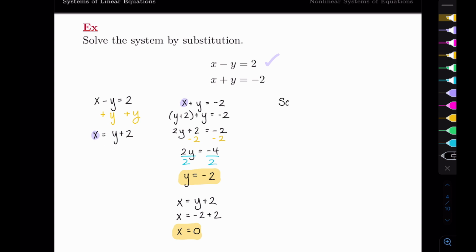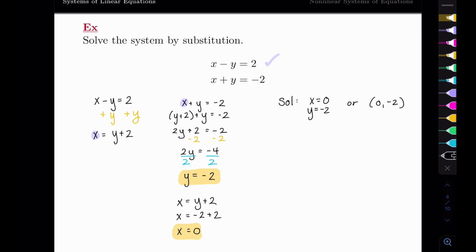So the way we would write our solution is that our x is equal to 0 and our y is equal to -2. Or we could write it as the coordinate pair, 0, -2. Okay. You can also plug these back into the original equation and check that it satisfies both of them. Really up to you. A little bit hard to do when you run into those other situations. But this is the whole process that we have.